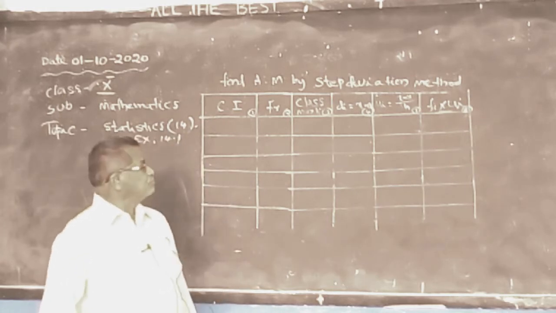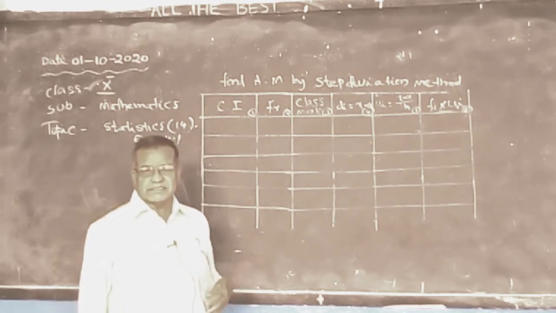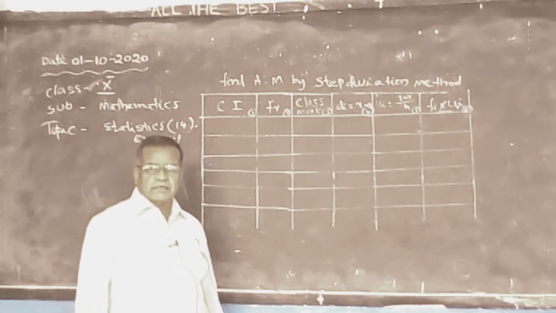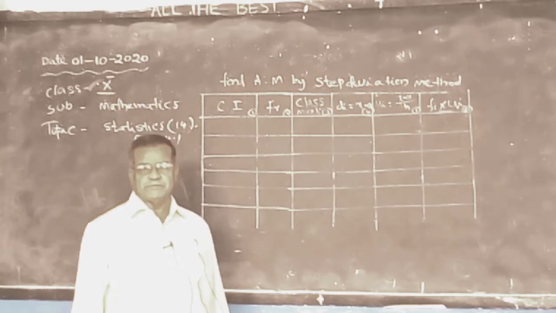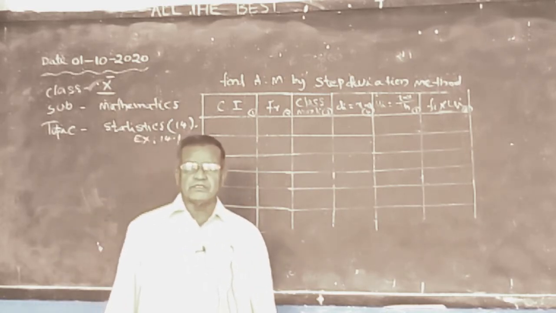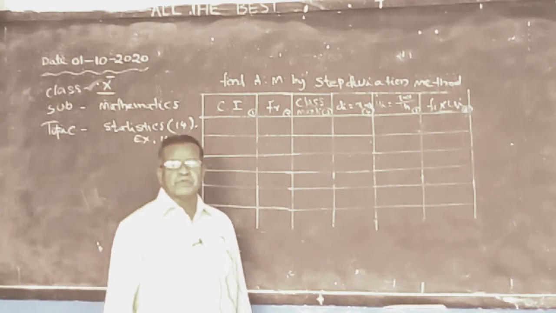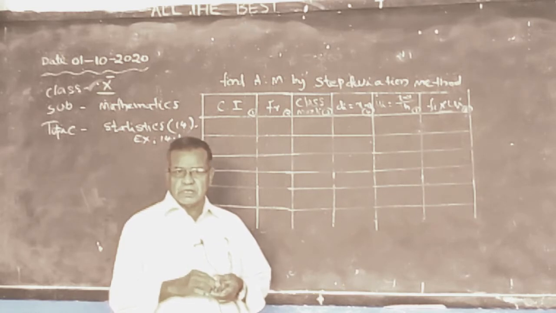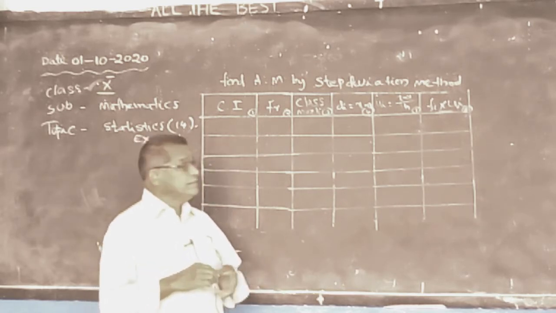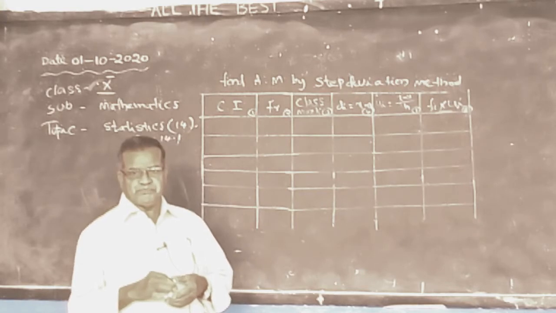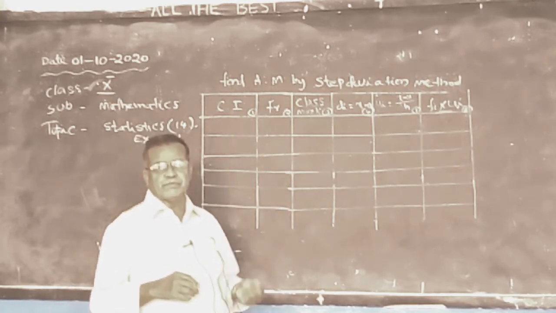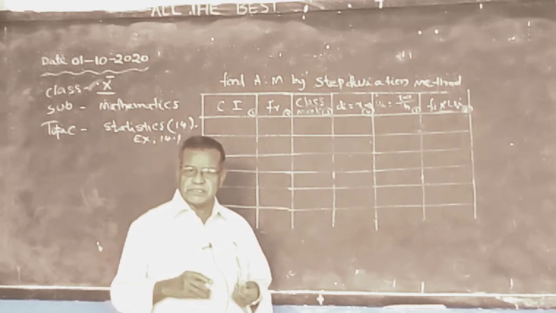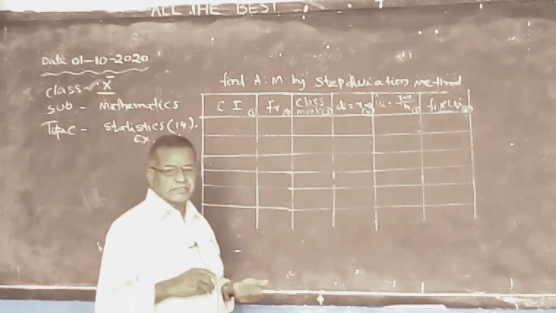We are doing statistics exercise problems. This is the third day. First day, I just introduced the central tendencies, measures of central tendencies, and then formulae. And yesterday, I explained the first problem: find arithmetic mean by direct method. Second is the deviation method. Third, step deviation method.